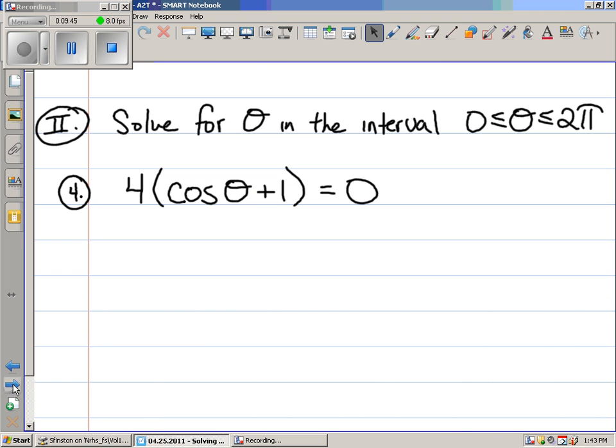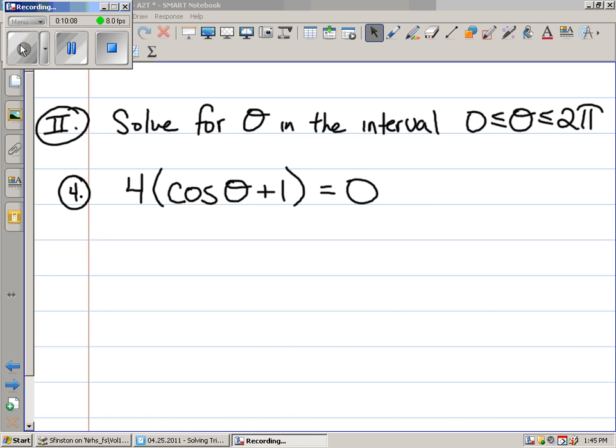Let's play again. This time, let's step our game up a notch. We're going to do the exact same process as before. It's just that this time they're calling for our answer to be in radians. And so you'll do all of your work, and then at the end, guess what you'll have to do? You'll have to convert.